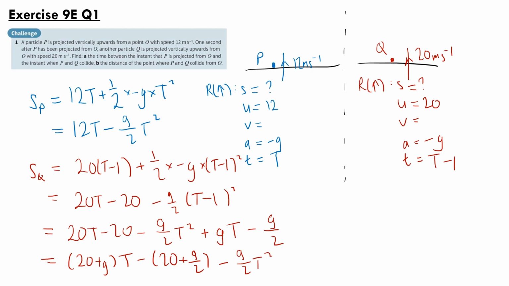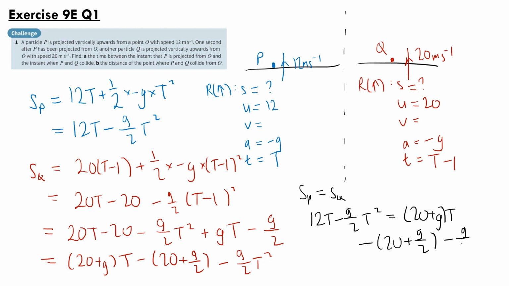And now we're looking at the point where they collide. So when they collide, SP will be equal to SQ, and therefore we can form a quadratic in t. So we have that 12t minus g over 2 t squared is equal to 20 plus gt minus 20 plus g over 2 minus g over 2 t squared. And we can see here that the minus g over 2 t squared will cancel on both sides, and so we're left with a linear equation in t.